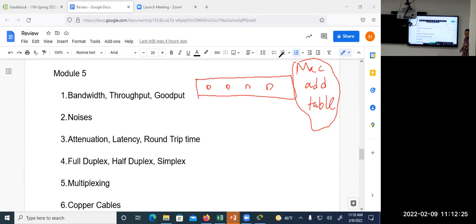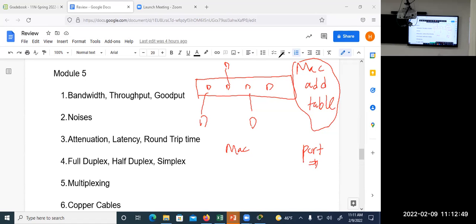Yeah, it stores the MAC address, right? It stores the MAC address of every computer connected to it. That's what I mean. Anything else? Yeah, that is the thing. The MAC address table is always mapping between the MAC address and the port number. It always matches between the MAC address and the port number here.